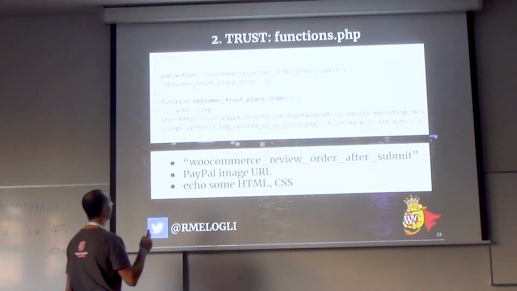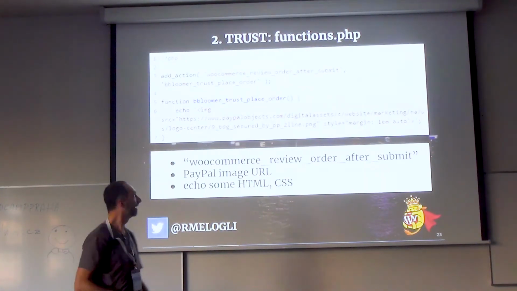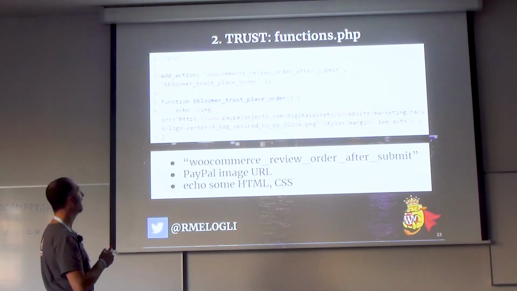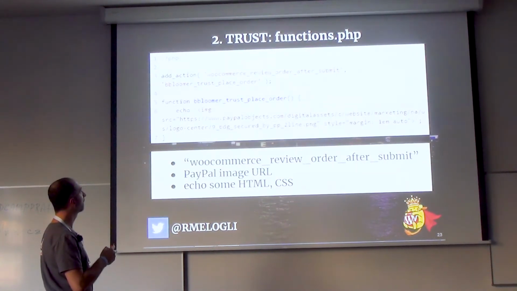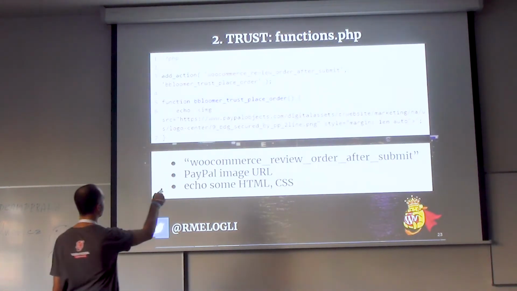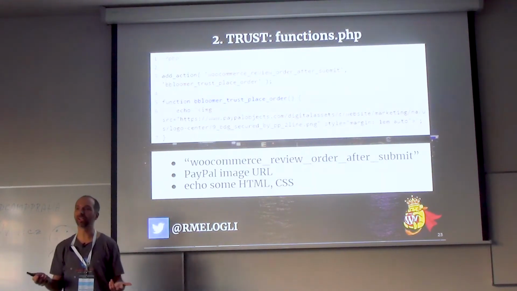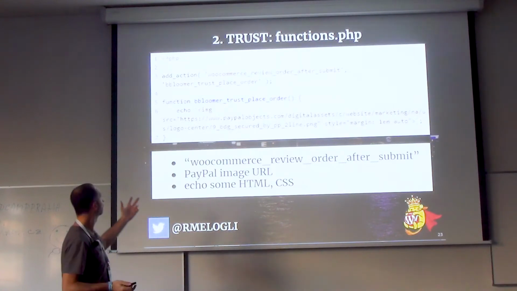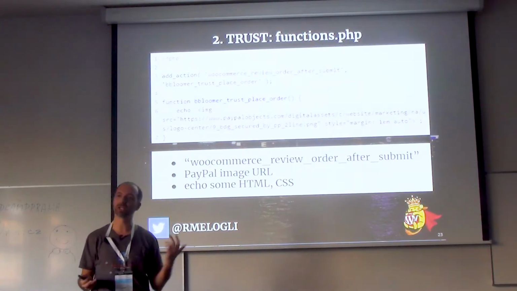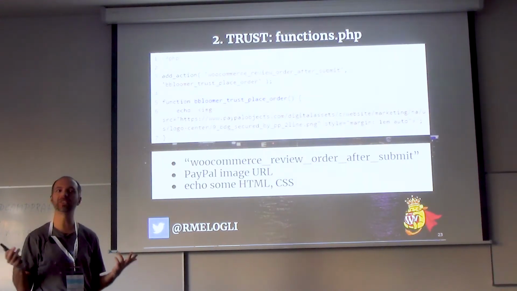So I go there in my functions.php or in my code snippet or in my plugin, and I just write, please add an action in this position, so after the pay button, and call this function. This function, what does it do? It echoes an image. All right, it's not rocket science. It is actually very easy, but with 7 lines of PHP, well actually 5 lines of PHP, you can increase your sales. So I love these things.